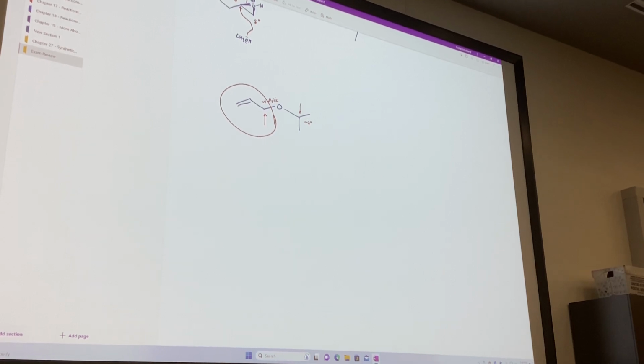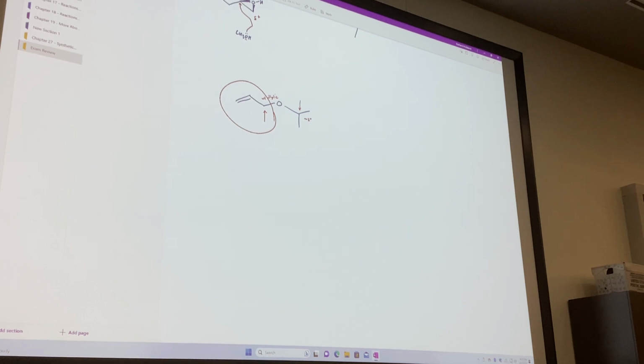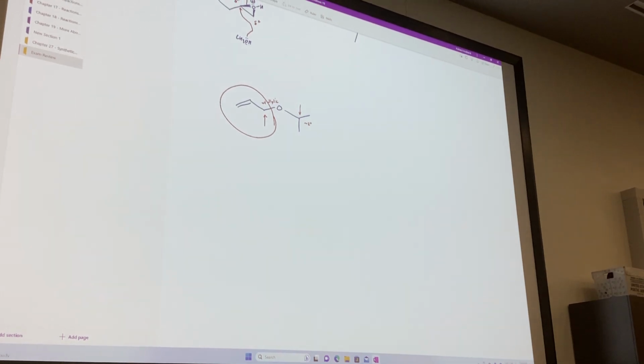Does this apply for everything in the book where it was secondary and SN2? Not in every other reaction. I never say always, you just can't do that 100%.